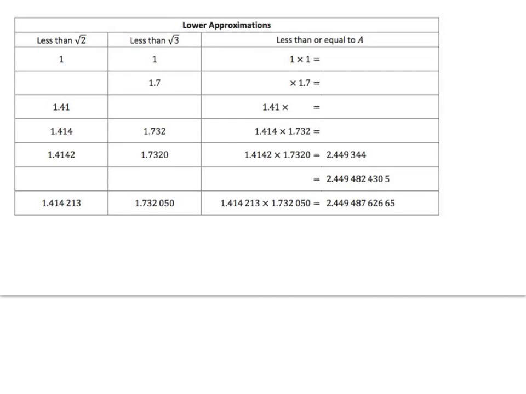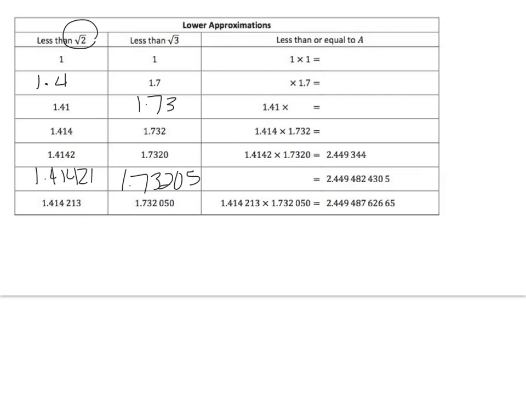All right, approximations. So this is what we just did. First, we looked at square root of 2. We rounded it to the lower approximation of 1, and then we added some decimals: 1.4, 1.41, 1.414, 1.4142, and we can keep on going, 1.41421. That was our lower approximation. We got tighter and tighter into the actual value of the square root of 2. And then for the square root of 3, we got tighter and tighter into the actual value.